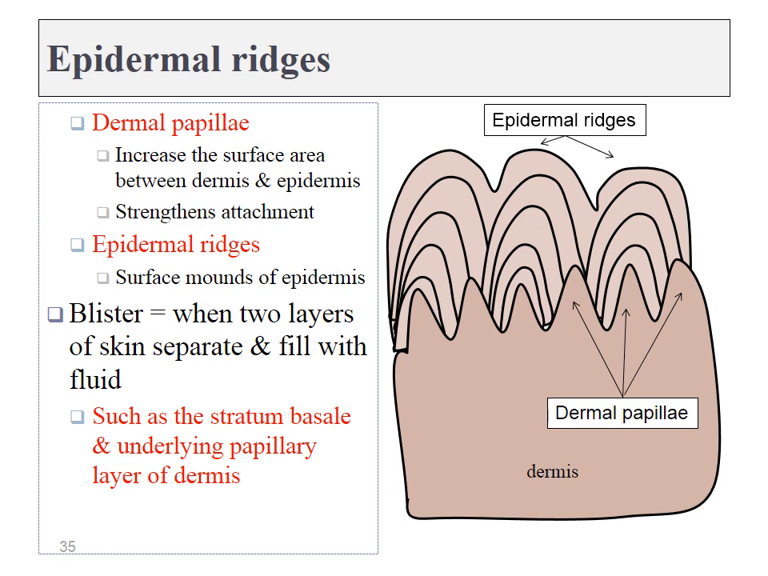A blister can occur when the two layers of tissue become separated from one another, and fluid builds up between the epidermis and the dermis. Because the epidermis is reliant on the dermis for nutrients, the epidermis above this blister would very quickly begin to die.